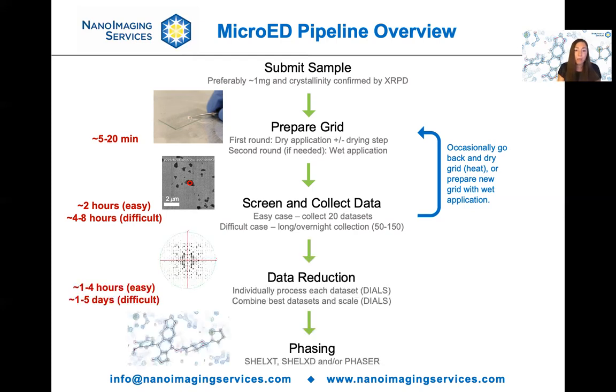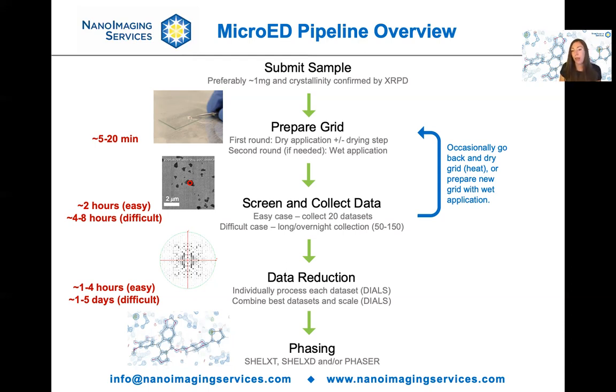Once we have our data, we'll move on to data processing, which is of course broken into the data reduction component and the phasing component. At Nanoimaging, we are processing our data with the program DIALS, which allows us to individually process each data set, and then DIALS has some nice tools for scaling multiple data sets together and analyzing which are your better data sets. If you're interested in learning more about this, you should check out David Waterman's talk that was given earlier at the ACA meeting. And then once we have our reduced data, we will attempt phasing.